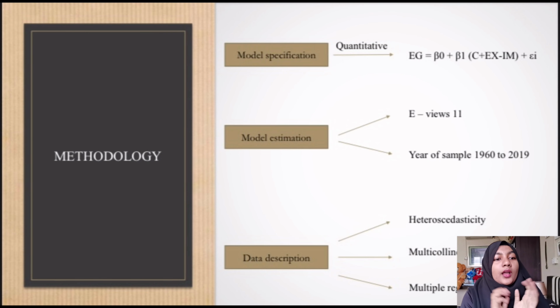We come to the methodology. The next presentation we proceed with is the methodology, which is basically the specific method that we use to do the research. We have a model specification using the EG formula with the betas. We have three independent variables, as I said earlier: export, import, and consumption. The dependent variable is economic growth, or GDP, in the study.